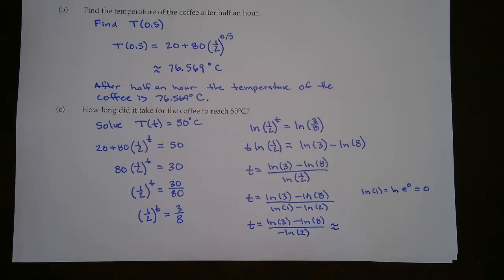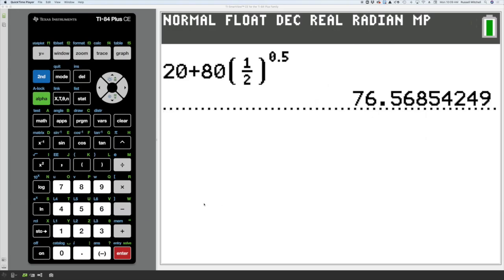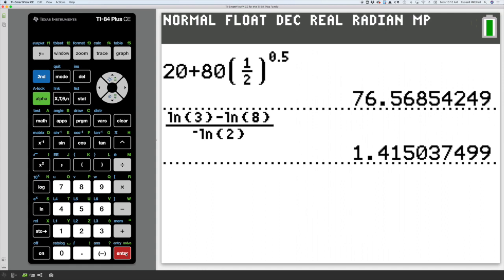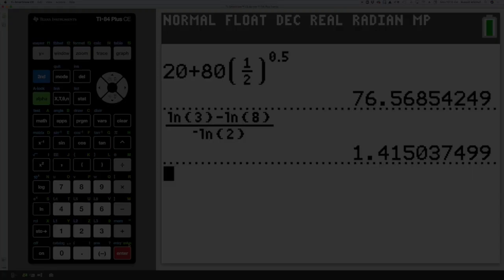So I'm going to go to my calculator and I'm going to put this one in. All right, so typing this in, I'm going to press alpha x to get the fraction bar, and then it's natural log of 3, and then minus the natural log of 8, and then over, and then negative. Make sure you don't use minus because that would create an error. Okay, so negative natural log of 2, and we get 1.415.